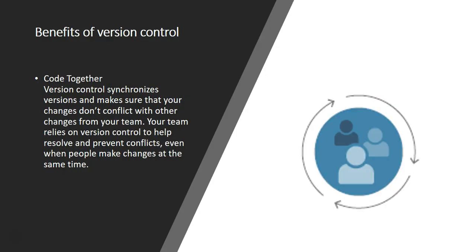Code together. Version control synchronizes versions and makes sure that your changes don't conflict with other changes from your team. Your team relies on version control to help resolve and prevent conflicts, even when people make changes at the same time. It's the duty of the version control system, no matter how many changes are being made to the code and what all members are doing, to keep the code consistent.